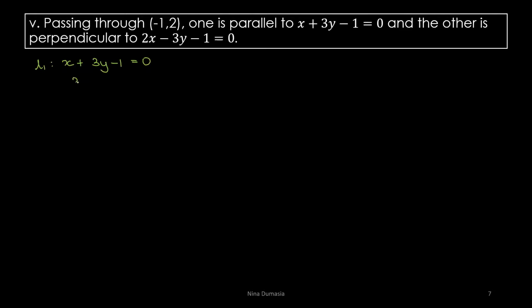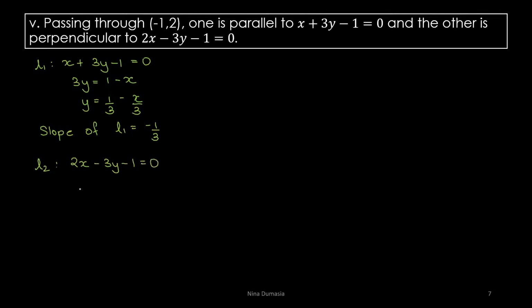the slope for L1. So 3y is equal to 1 minus x, and therefore y is equal to 1 by 3 minus x by 3. Therefore slope of L1 is equal to minus 1 by 3. Okay, next L2 is equal to 2x minus 3y minus 1 is equal to 0.